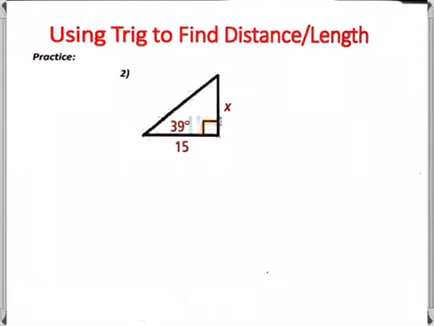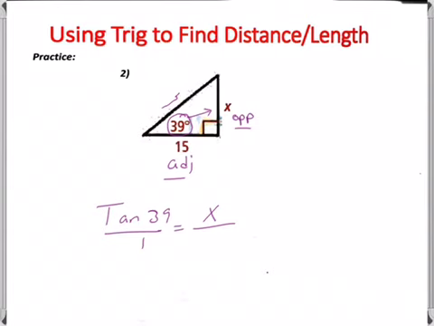Here, we've got a reference angle again. This time it's 39. Across from 39 is x, which would be our opposite side. And then there's no marking at the hypotenuse, so that means 15 is our adjacent side. Opposite and adjacent tells us we're dealing with a tangent. So the tangent of 39 over 1 equals x over 15.